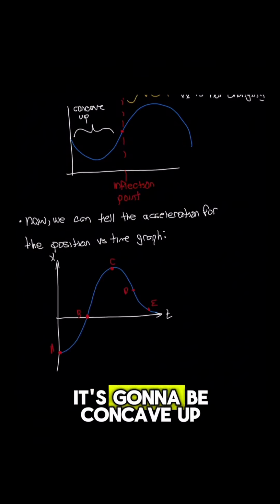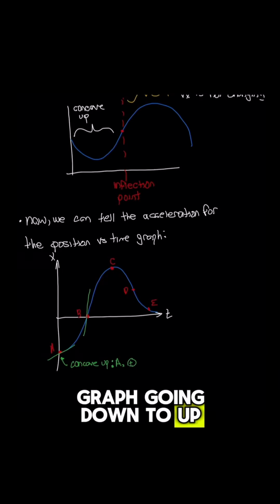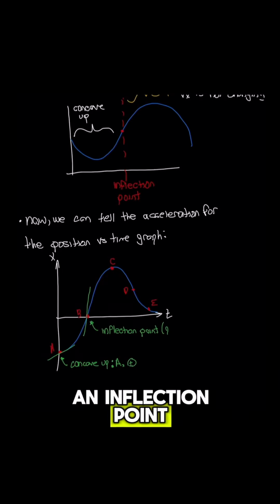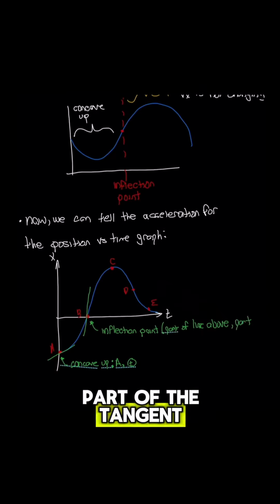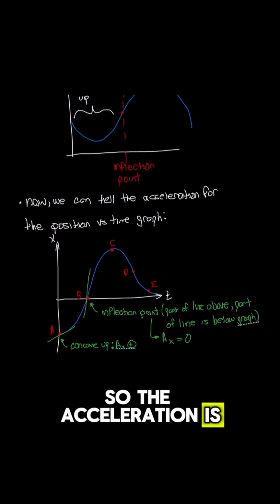So at point A, it's going to be concave up, because you can see the graph is going from down to up. And then at point B, that'll be an inflection point, because you can see part of the tangent is below the graph and part of the tangent is above the graph. So the acceleration is going to be equal to 0.